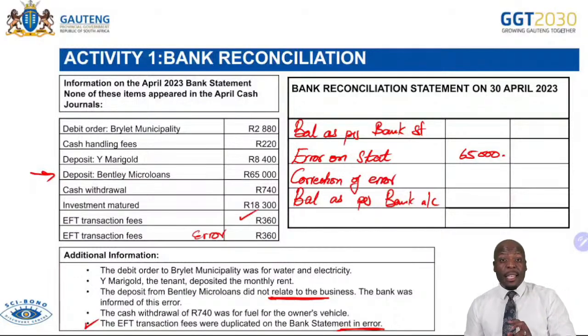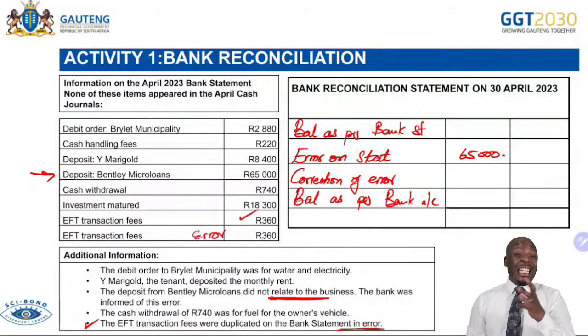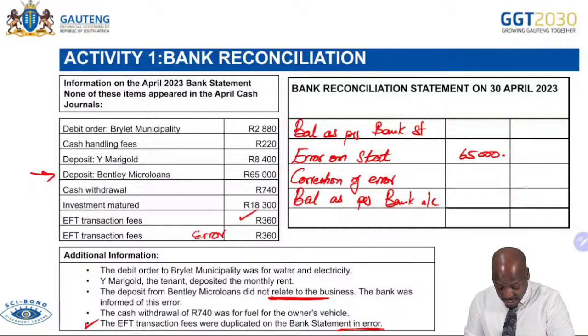Remember what they did? These are bank charges. So they debited us on the bank statement. To correct that, we are going to credit it. So we come here, then we say correction of error, 360 on the credit side. Okay, I'm going to see if we can move on from here now. All right, let's see if we can move on.